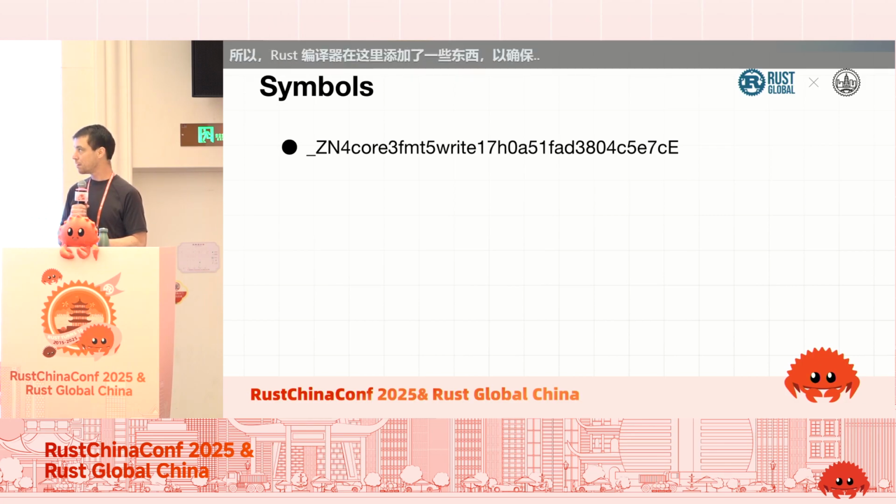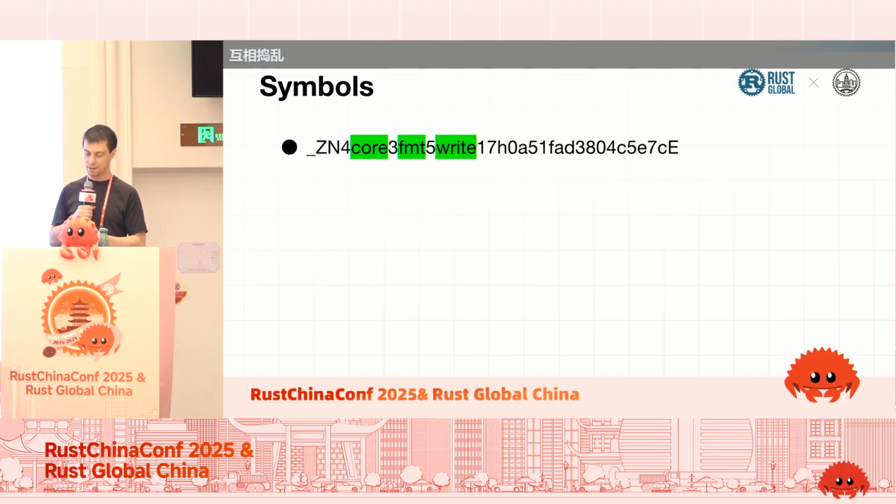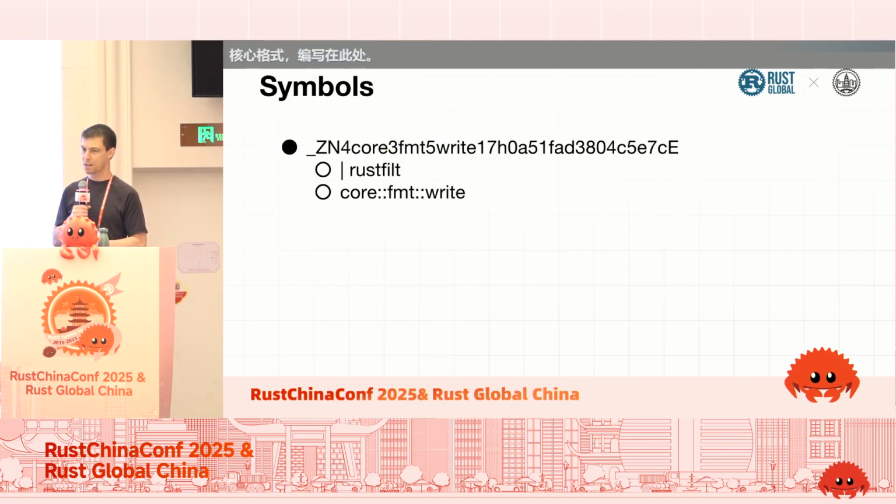If we look closely, we can also see that there are some bits in this symbol name that are readable. So core format write is in there. And indeed, if we pipe this symbol name into the program rustfilt, it will print out the unmangled name of that symbol.